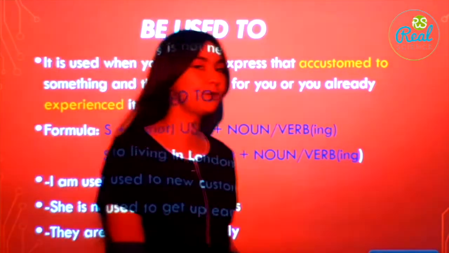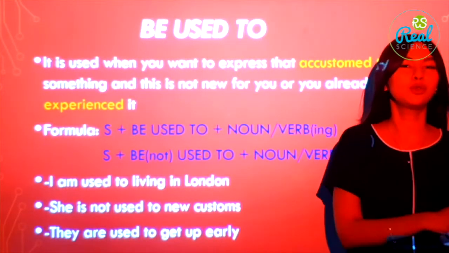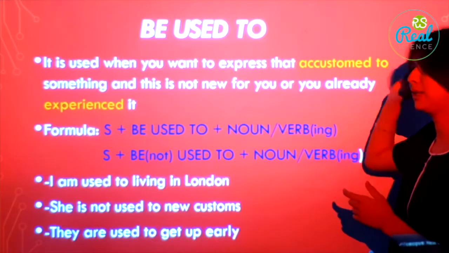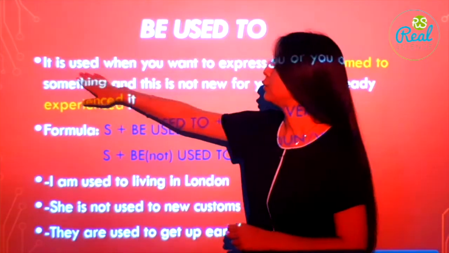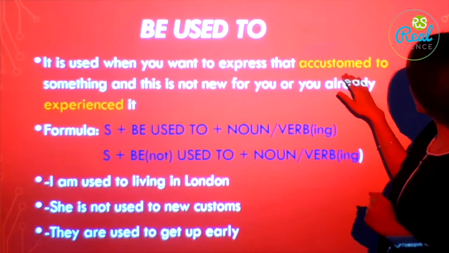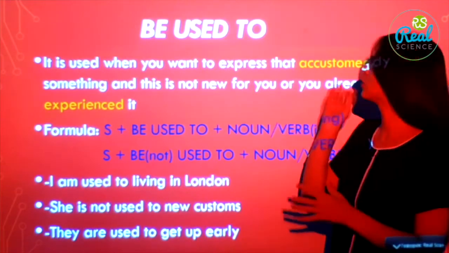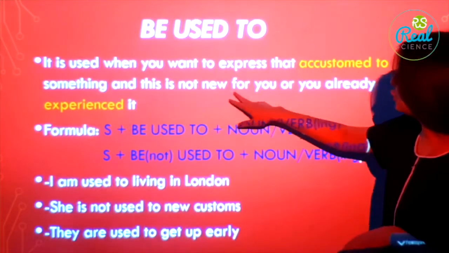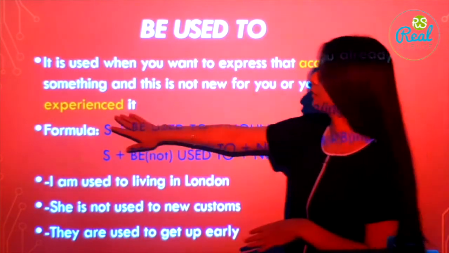Now let's look at be used to. So we covered used to and would. Now let's cover be used to and the differences between the previous ones. It is used when you want to express that you are accustomed to something, and this is not new for you, or you already experienced it.